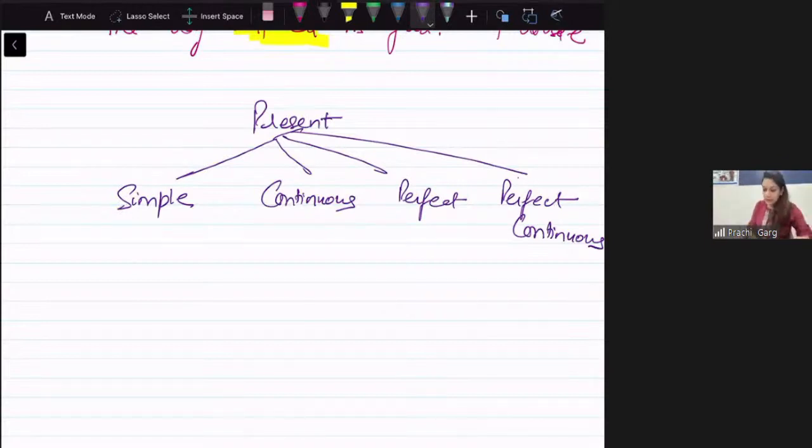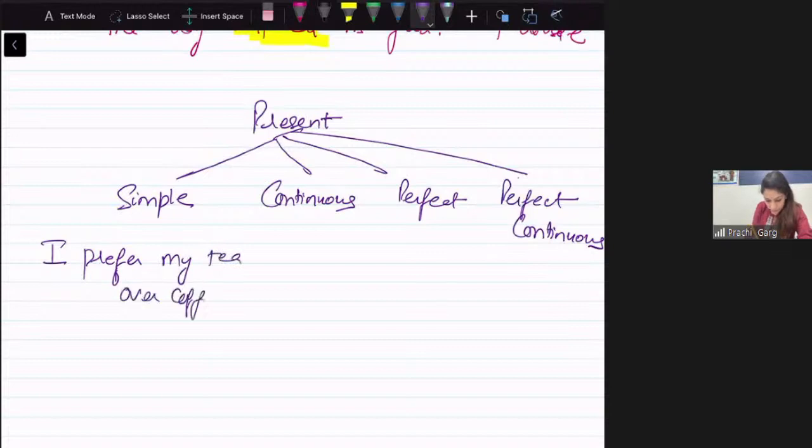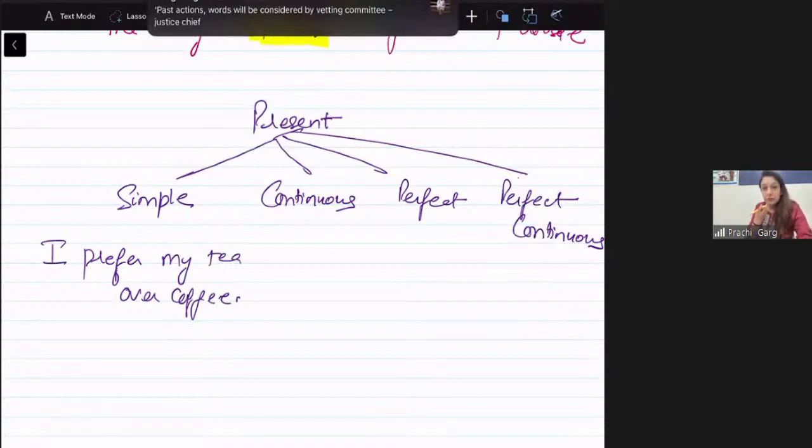Now, the simple tense. In the simple tense, we use the basic subject verb agreement formula, right? Look here. I prefer my tea over coffee, right? I prefer.